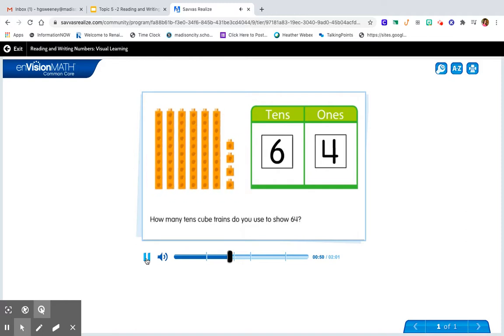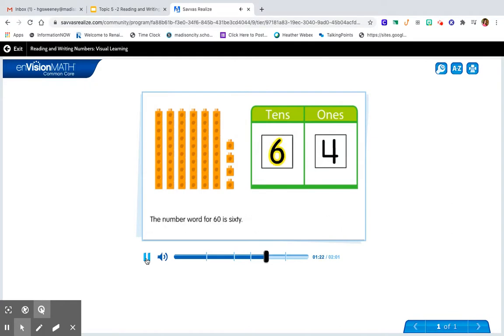How many tens cube trains do you use to show 64? You use 6 tens cube trains to show 64. When the digits 6 and 4 are placed on the place value mat, do the digits stay in the same order? The first digit, 6, goes on the left in the tens column, and the second digit, 4, goes on the right in the ones column.